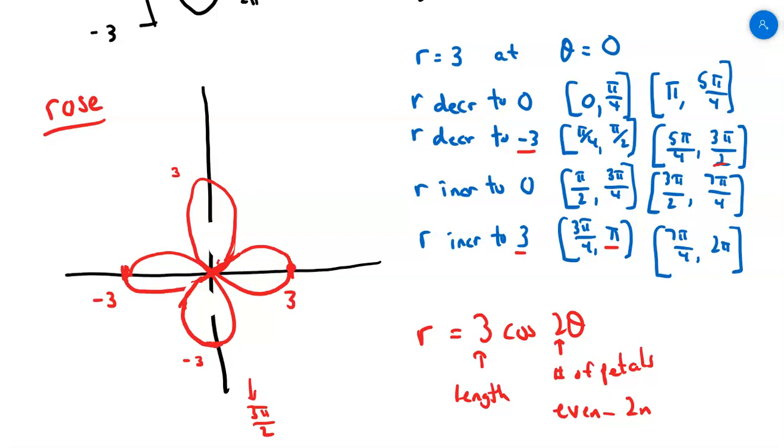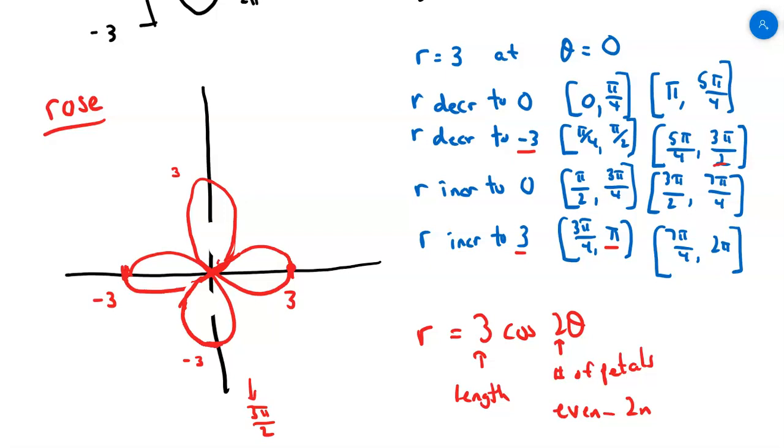If you had a 7, you'd end up with 7 petals. But if you had 8, you'd end up with 16 petals. So if you really like somebody, give them a rose equation that's got an even number before that theta, and you'll end up with a lot of petals on your rose. And of course, if you change that number before the cosine, then you make your petals bigger.